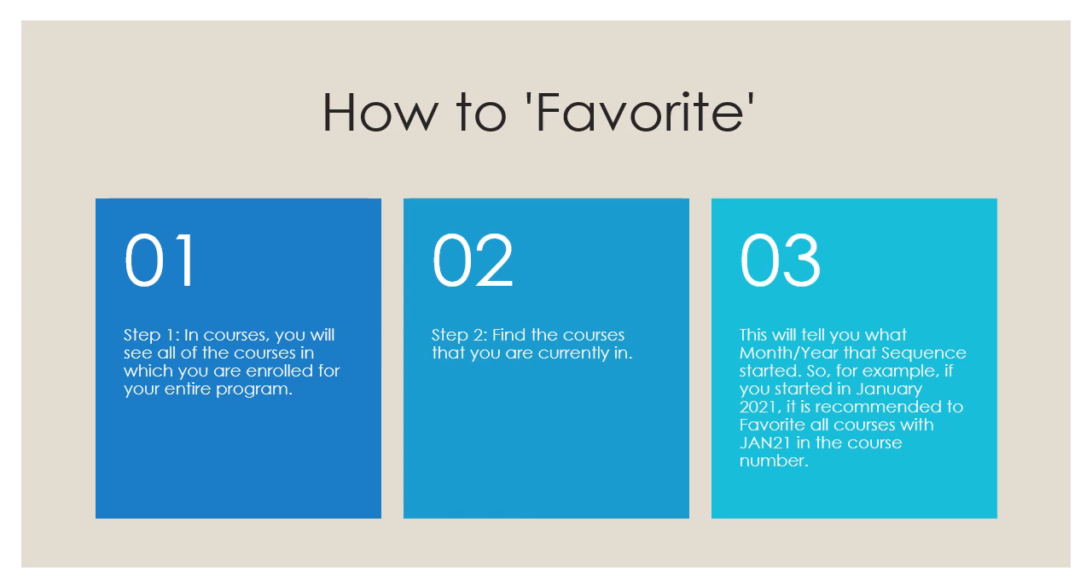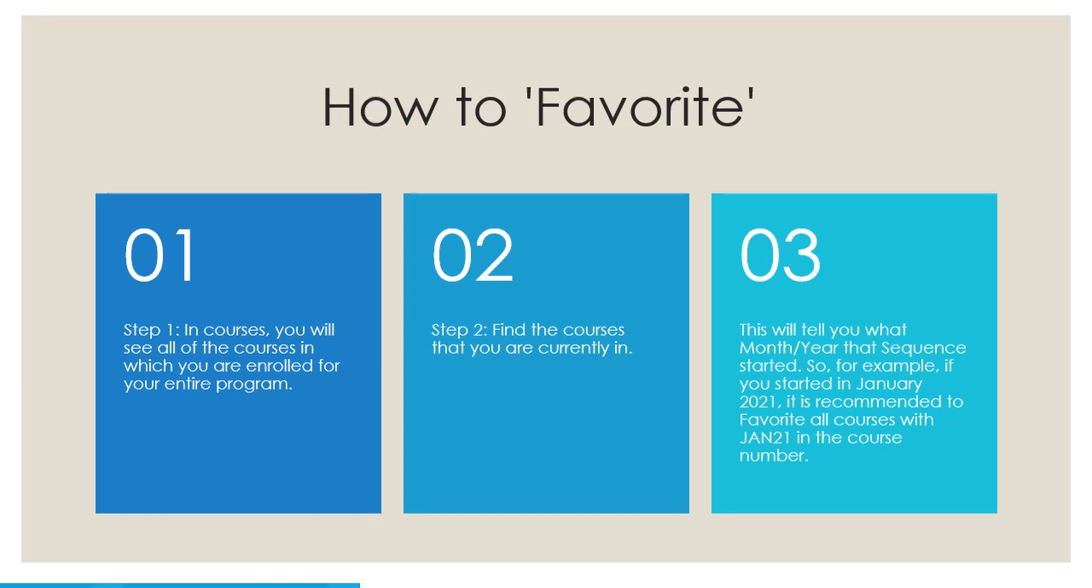How to favorite. First, in courses, you'll see all of your courses when you first log in, everything all spread out. If you find the courses that you're currently enrolled in, this will tell you the month and the year and the sequence that it started. For example, if you started in January of 2023, it's recommended that you favorite all courses with the Jan 23 in the course number. You can do this by clicking on the little star.